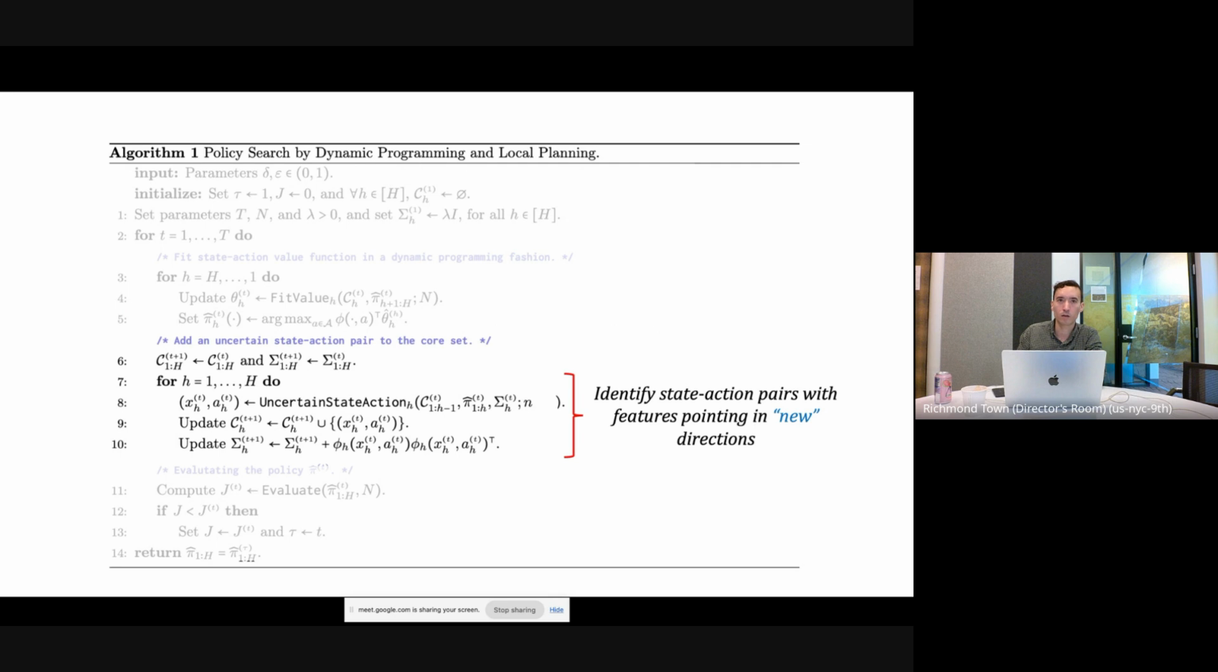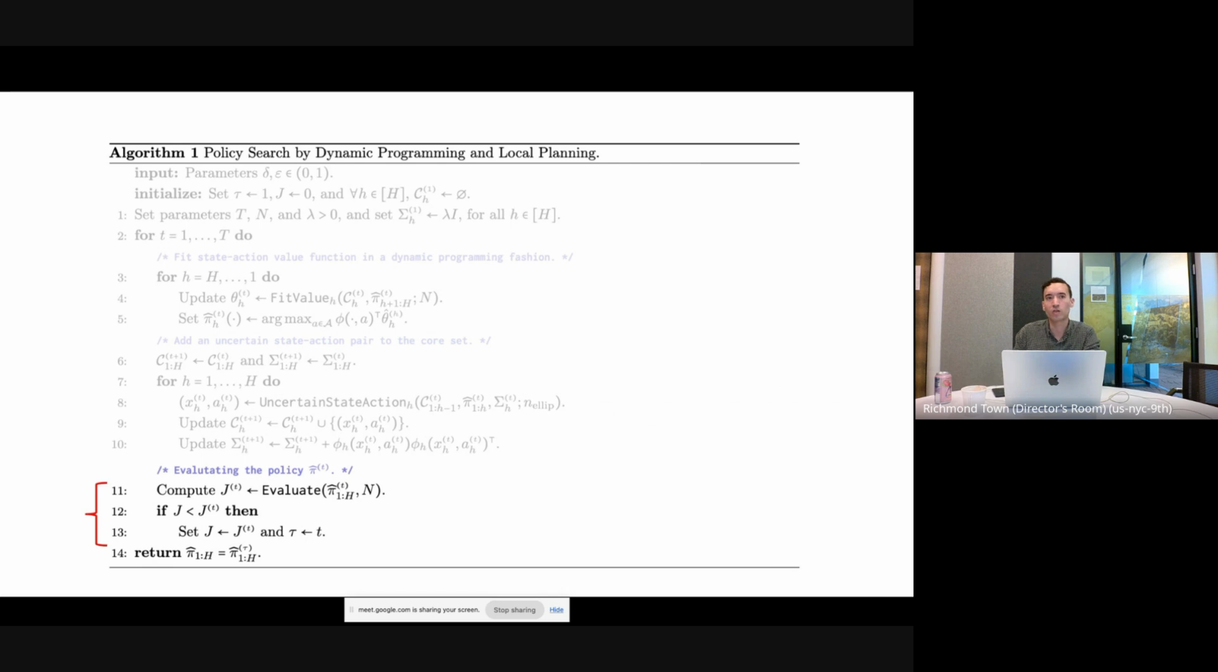The second component is actually not present in the standard PSDP algorithm. Its purpose is to identify state action pairs that are uncertain. As you're finding your pi hat, you might be visiting new state action pairs, and this subroutine will do rollouts and see if you find some state action pairs that were different from the ones you've seen before. It keeps growing a set of state action pairs. And the final step is you evaluate your pi hat and keep track of the best pi hat, which is the one you're going to return at the end. So there are three components: the dynamic programming of fitting the linear value function, looking for state action pairs that were different, and keeping track of the best policy pi hat.